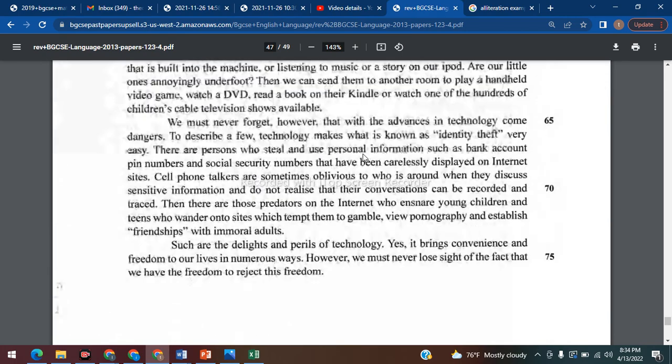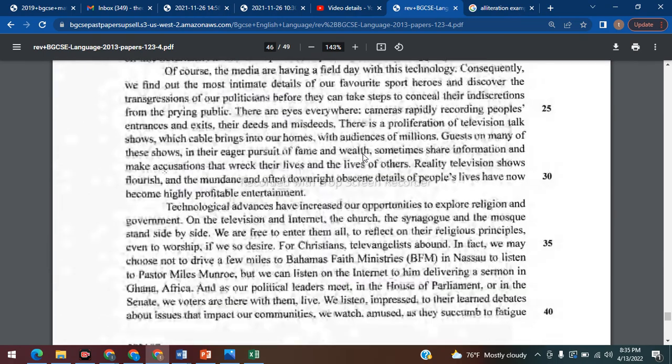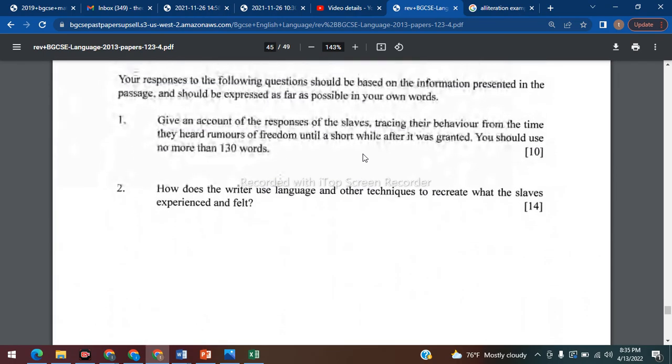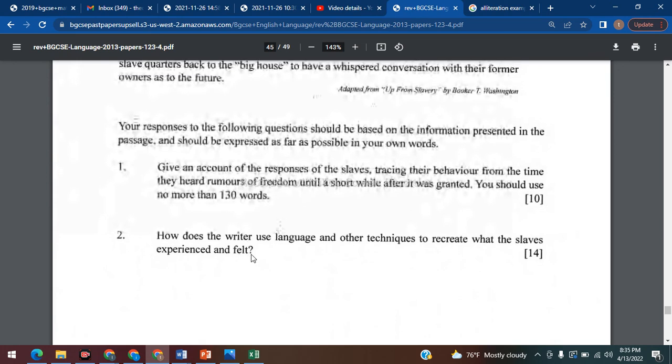But in this one, the one with the freedom and slavery thing, they didn't give us a word limit, so we could go all out, but we have to respect the time that we have, right? But the first one, they did give us a word limit. They say don't go over 130 words, all right? So yeah, that's the thing.